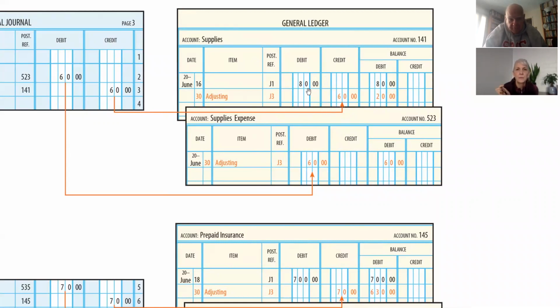So we bought this stuff on June 16th. At the end of the month, we recognized we used 60. We now have a balance of 20. And the resulting expense is 60.